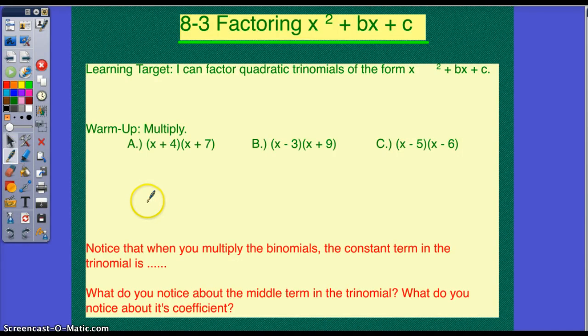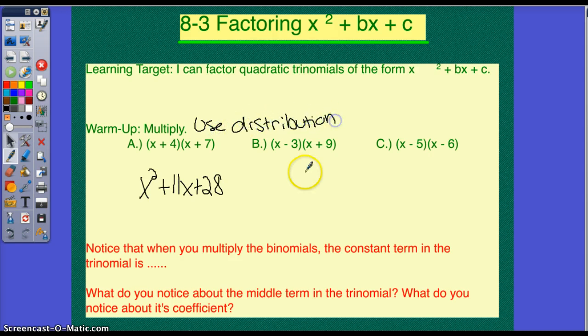Okay, your answers. You should have gotten x squared plus 11x plus 28, because you had to use distribution. For B, you should have had x squared plus 6x minus 27. And for C, x squared minus 11x plus 30. So notice that when you multiply binomials, this is 1, 2 terms, 1, 2 terms. So this is a binomial, another binomial.